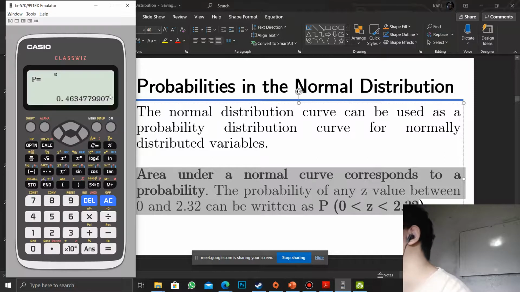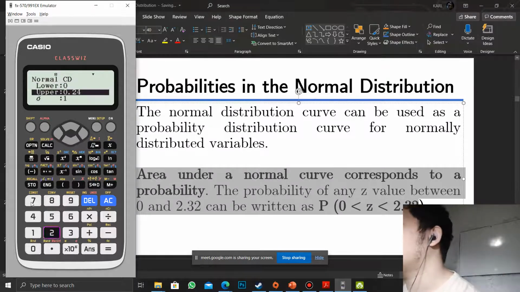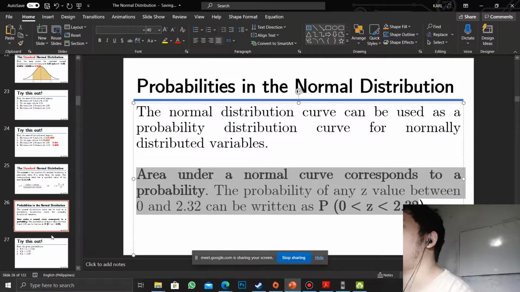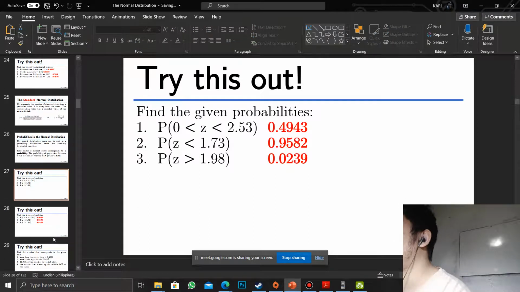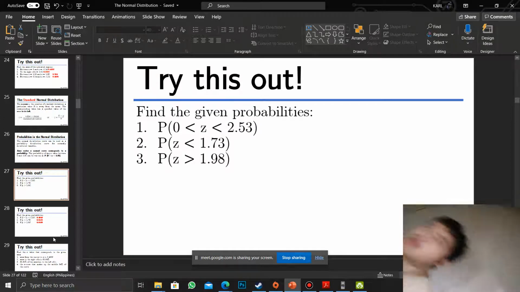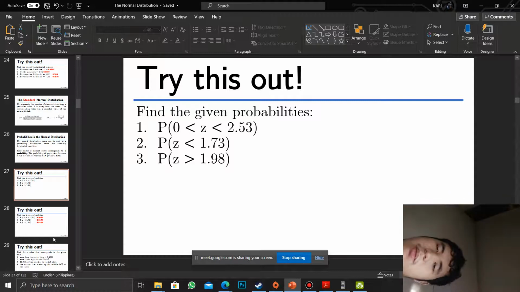Paano ko makukuha yung value na yan? Interpret the same way as we've been doing kanina. Lower is 0, upper is 2.32. Ito yung sagot, 0.4898. Okay? Ganun lang din. Sige, I'm going to give you 3 minutes ulit, no? Tatlo lang. Actually, 2 minutes lang dapat. Pero go. PM. Wag sa Google Meet, okay?